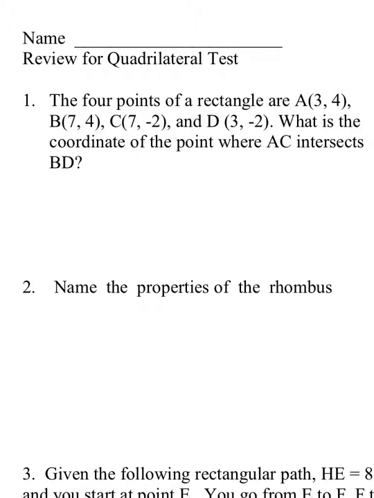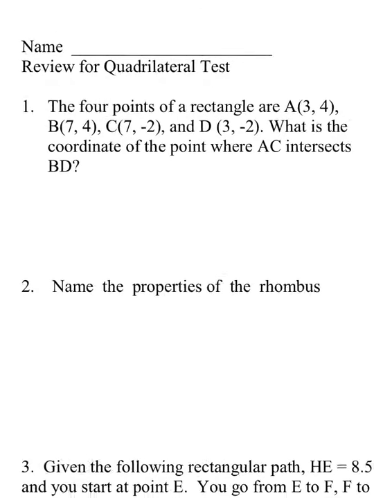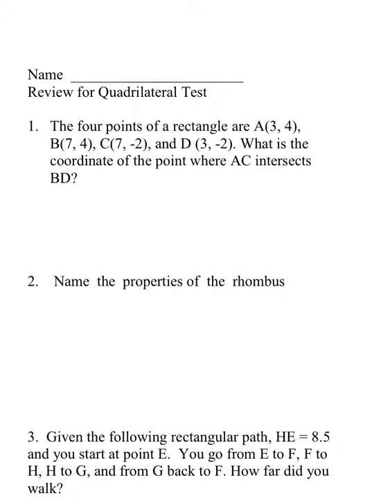All right, number one, the 4 points of a rectangle are A (3, 4), B (7, 4), C (7, -2), and D (3, -2). What are the coordinates of the point where AC intersects BD? If you're in a rectangle, the diagonals are the same length, and they are bisected because it's a parallelogram. So you're going to be using midpoint. We looked at this in class.